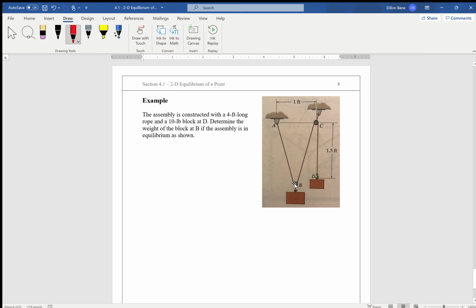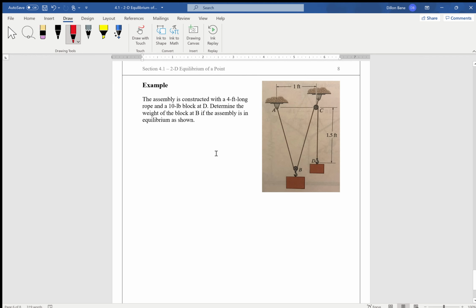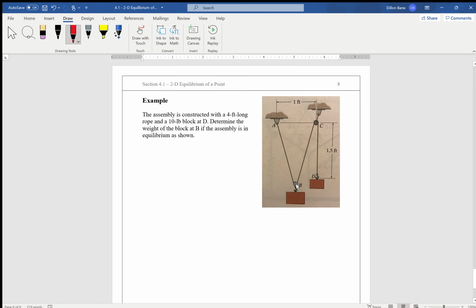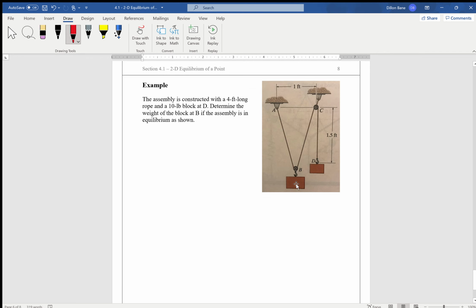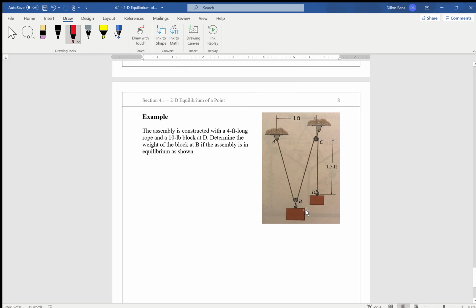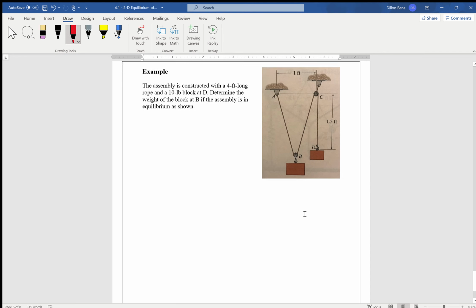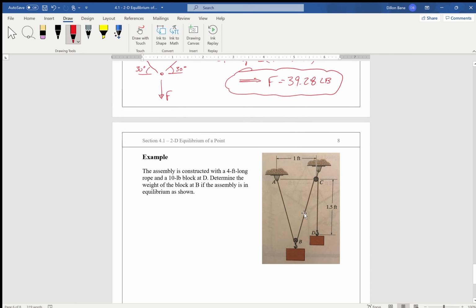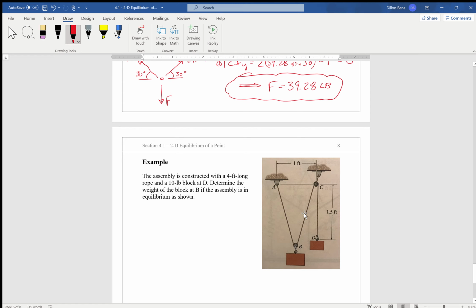So I want to know, determine the weight of the block B if the assembly is in equilibrium as shown. Easiest thing to do then would be to draw a free body diagram of point B. But there's a couple other things that we need to take notice of first. We don't really know what these angles are. So I'll tell you what, let's just draw the free body diagram at point B first.